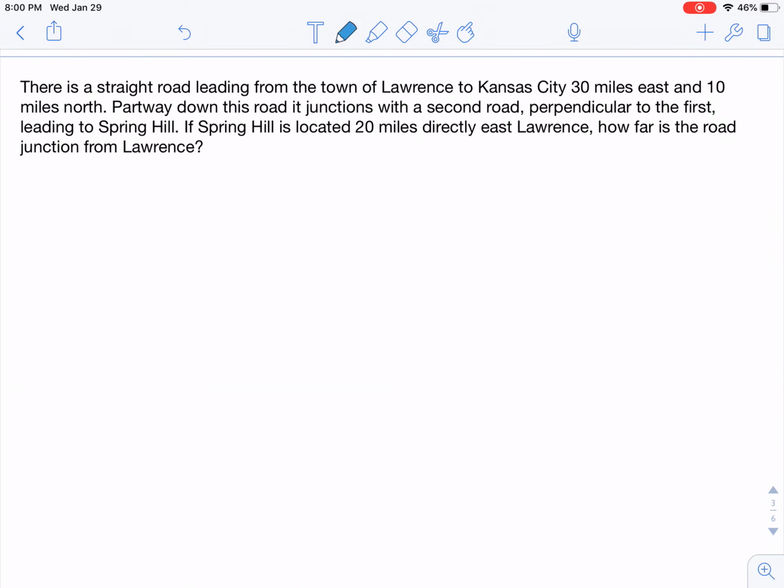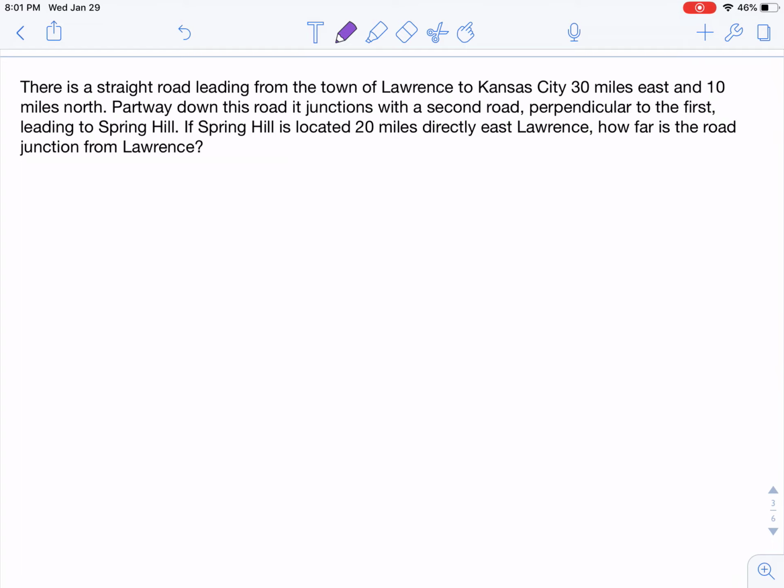It says there's a straight road leading from the town of Lawrence to Kansas City, which is 30 miles east and 10 miles north. Partway down this road, it junctions with a second road perpendicular to the first, leading to Spring Hill. Spring Hill is located 20 miles directly east of Lawrence. How far is the road from Lawrence?